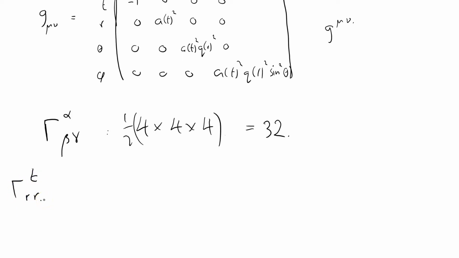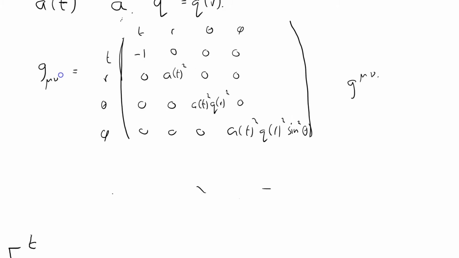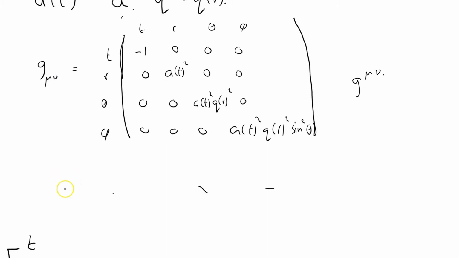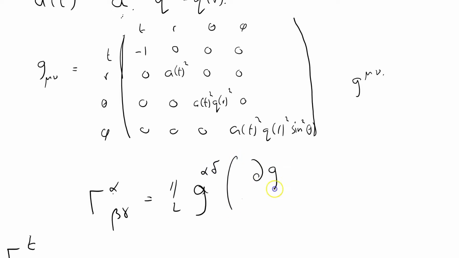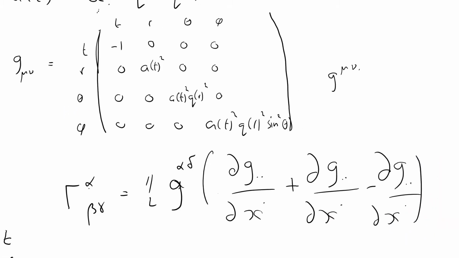That's the Christoffel symbol for T, R and R. So the way to evaluate it is to get rid of that for a start, because I need to keep it zoomed in as much as I can. So it's going to be gamma alpha beta gamma equals 1/2 g with upstairs indices alpha delta times dg delta beta by dx gamma plus dg delta gamma by dx beta minus dg beta gamma by dx delta. Now I need to fill in the gaps.